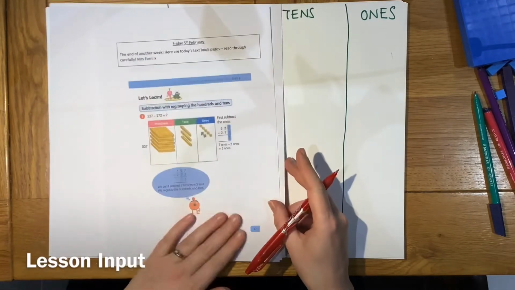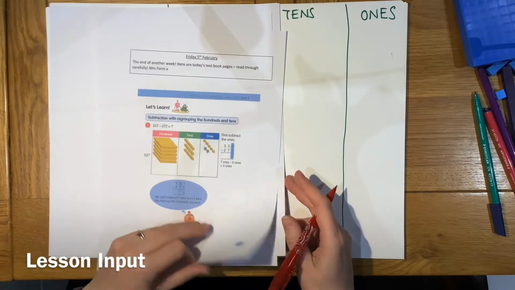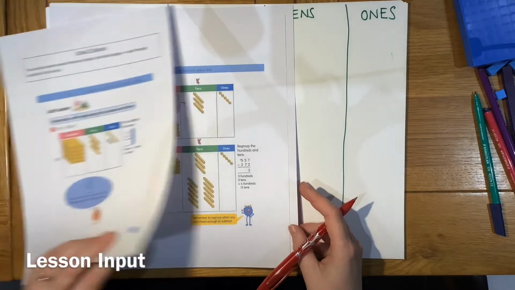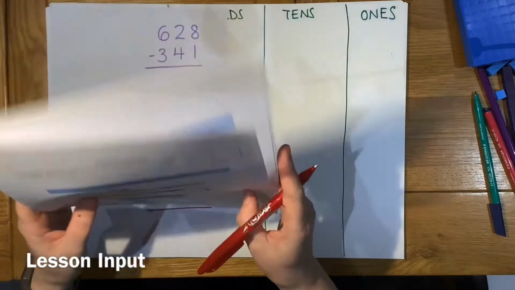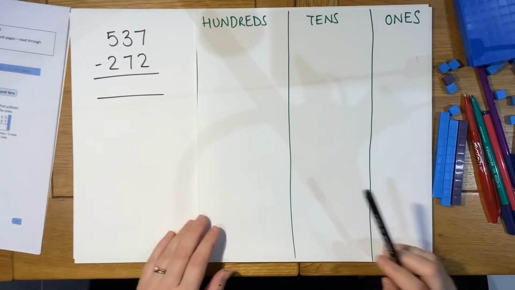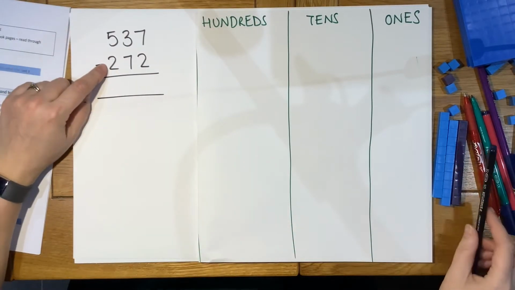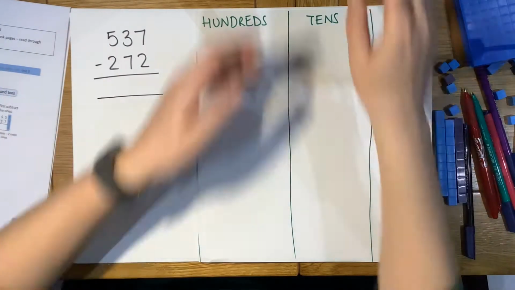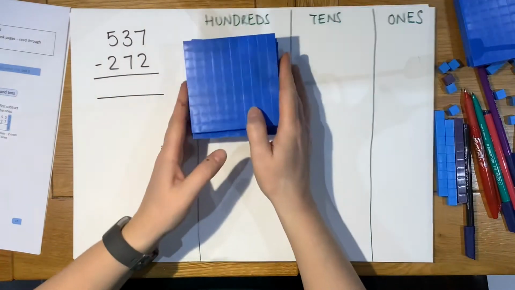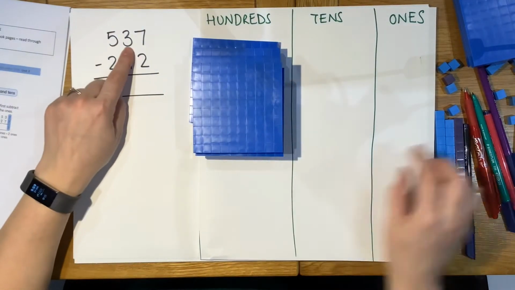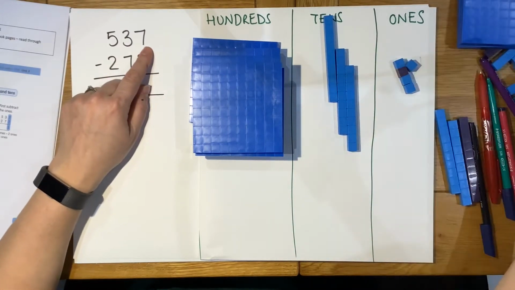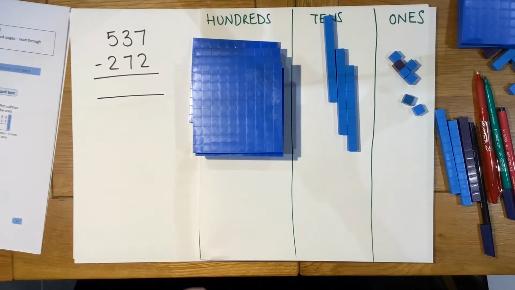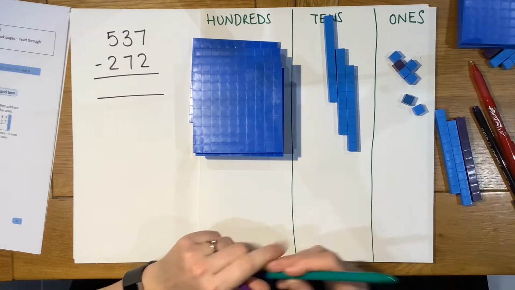Now you've got this, which is going to show you how you do the calculation. I'm going to talk you through it on the video as well, but you've got that to refer to if you want to. Okay, so 537 take away 272. First of all, we're going to build the number. 5 hundreds, 3 tens, and 7 ones. Okay, first of all then, just like before, we're going to start with the ones.